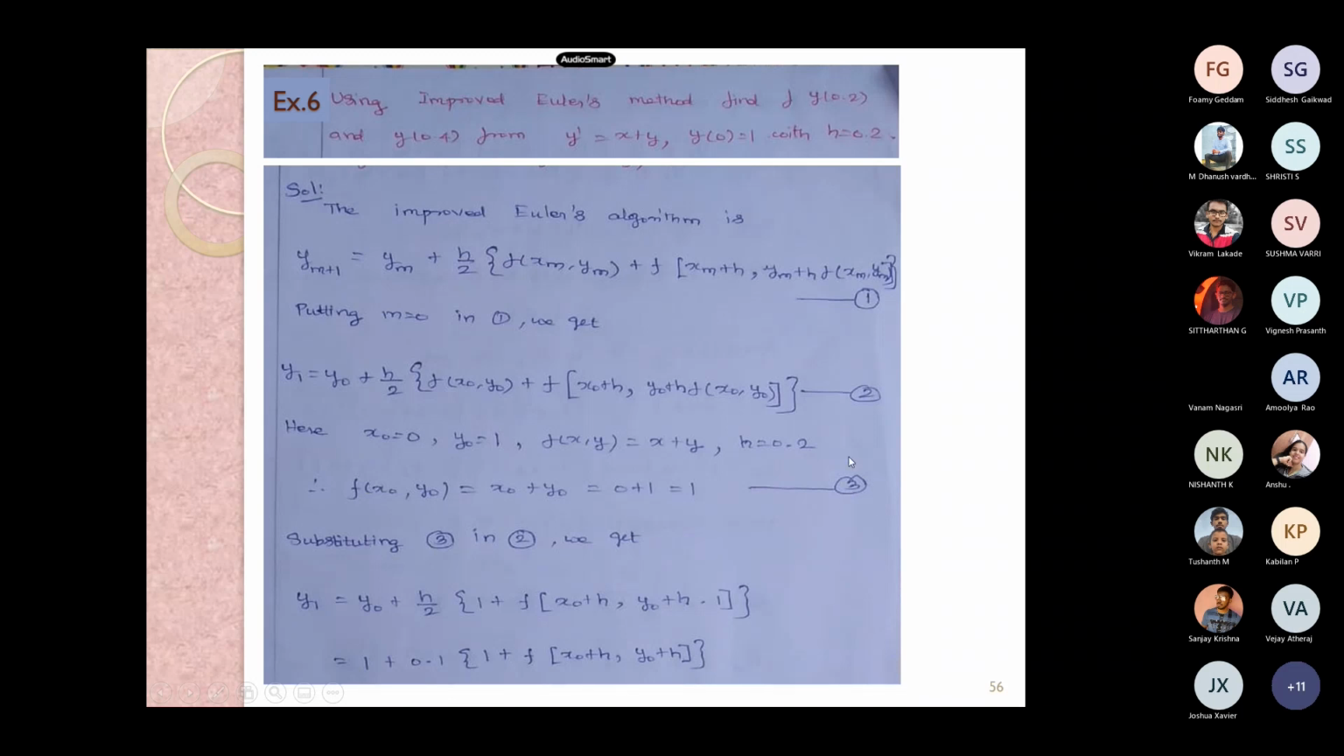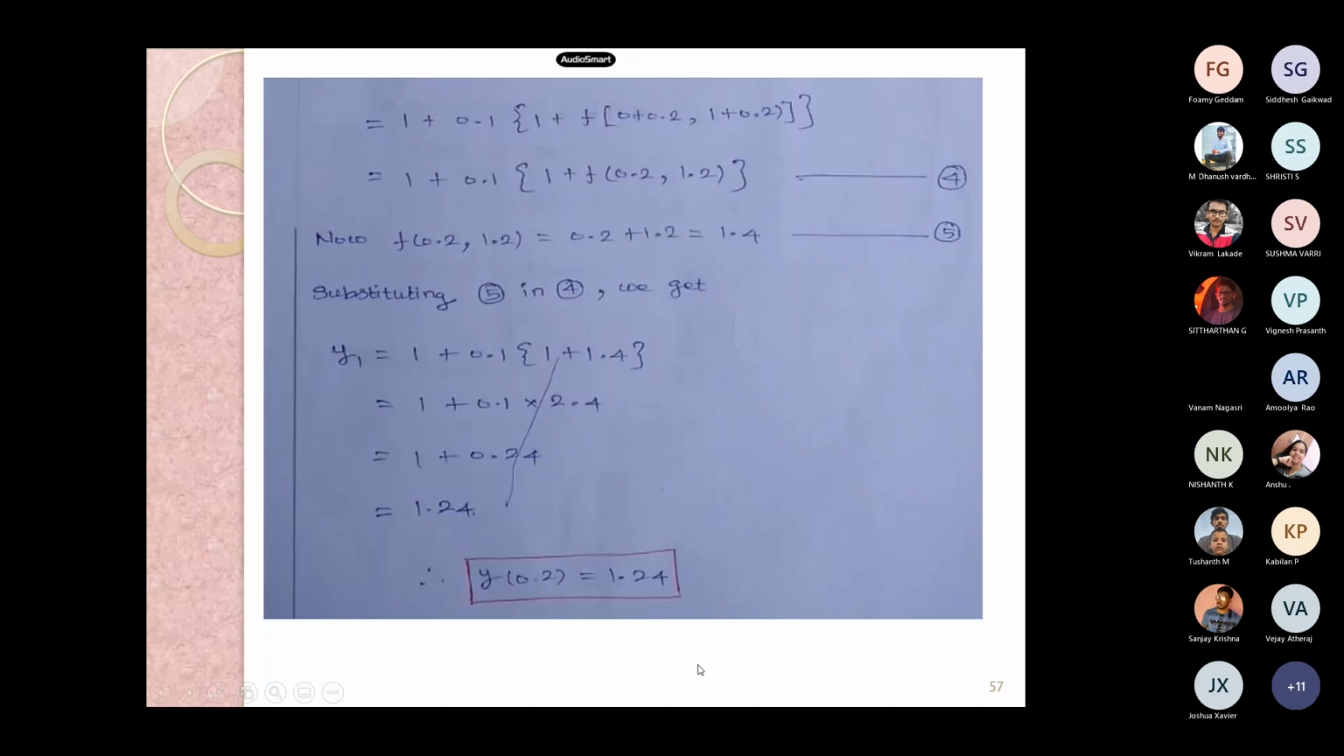Substituting equation number 2 and 3 in 1, we will get 1 plus 0.1 into 1 plus f of x naught plus h comma y naught plus h. And this is 0 plus 0.2, 1 plus 0.2, and you'll get f of 0.2 and 1.2. Try to find the value of f of 0.2 and 1.2, that is x plus y, and you'll get 1.4. And substituting this information, that is 1 plus 0.1 into 1 plus 1.4, this becomes 2.4, and then 0.24, then you'll get 1.24.